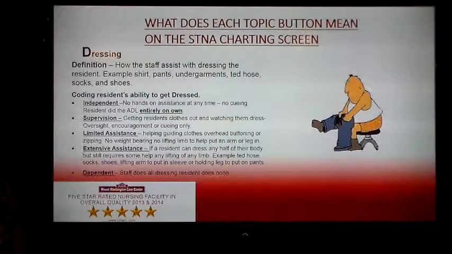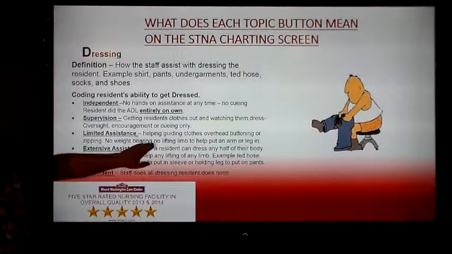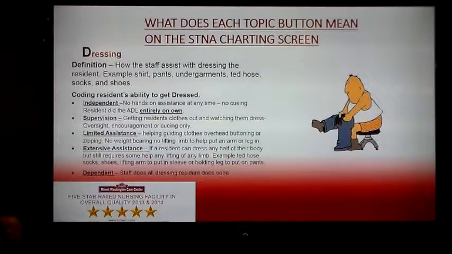Supervision, you are getting the residents' clothes out and watching them dress, oversight, encouragement, and cueing them what to do. Limited assistance, helping guiding clothes over their head, buttoning or zipping. No weight bearing or lifting of the limb to help put in an arm or leg.